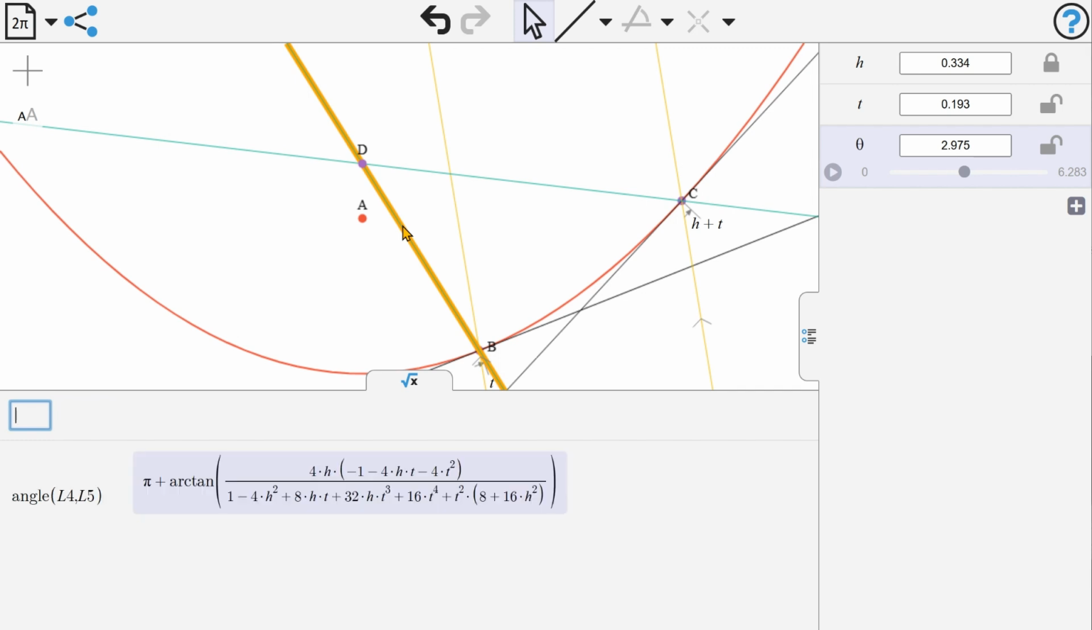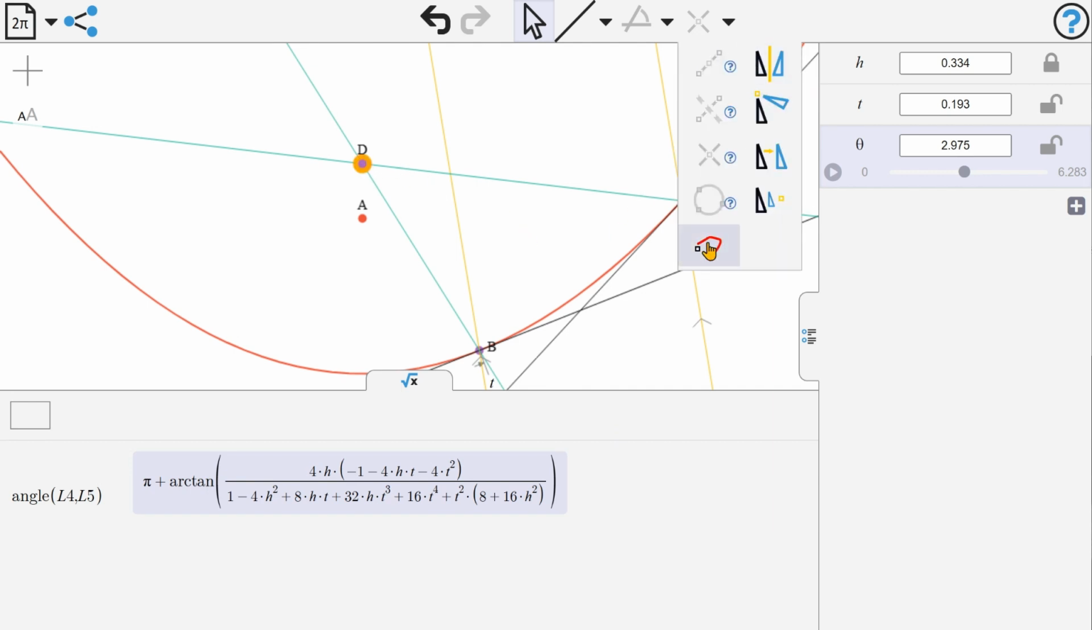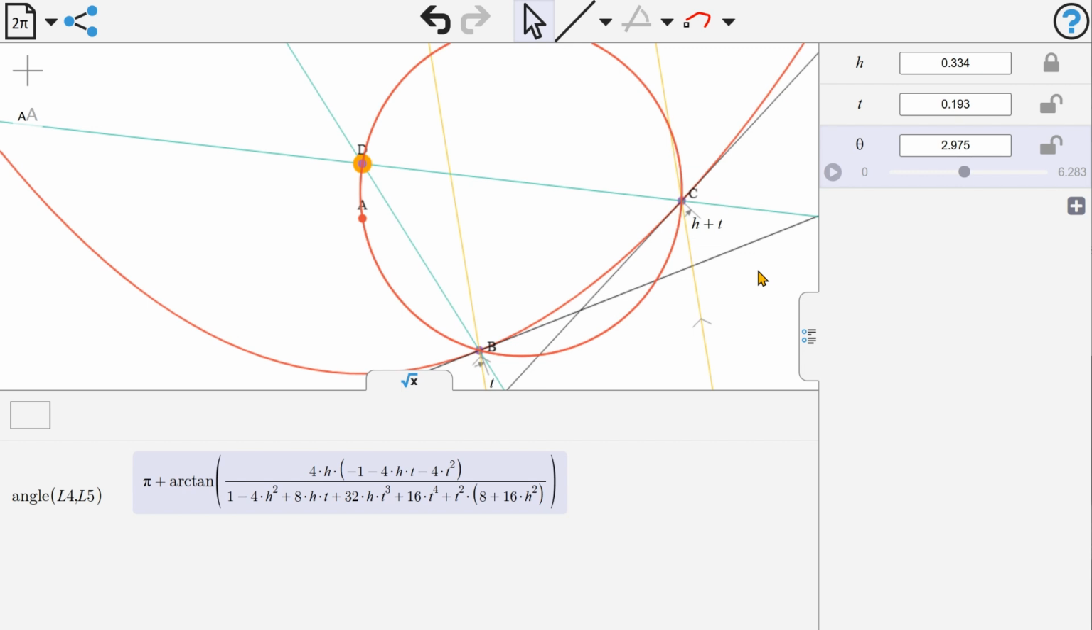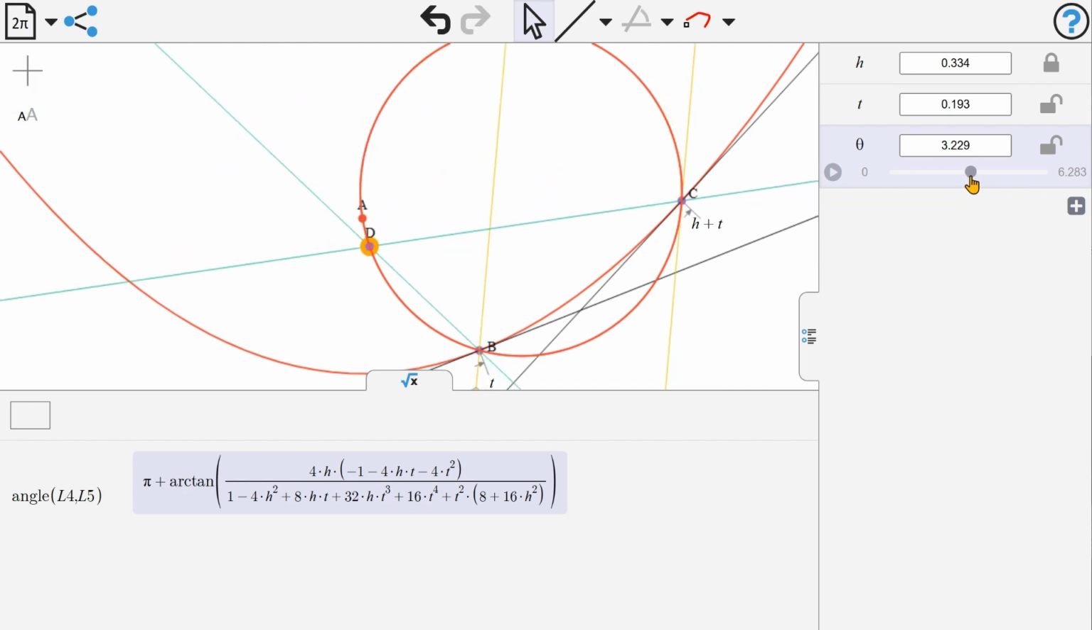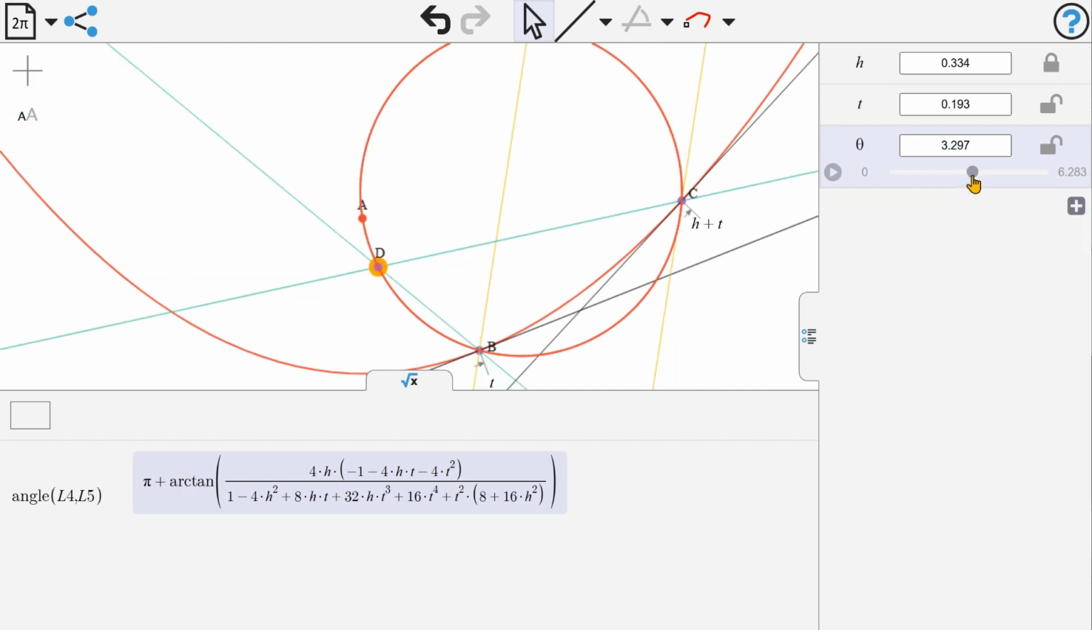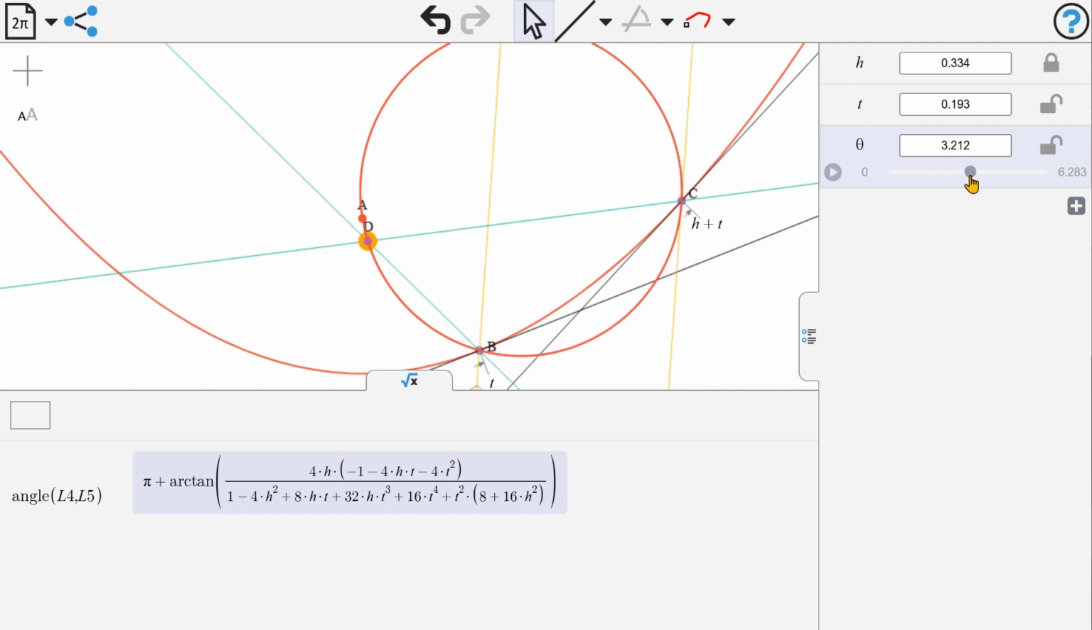Well, let's have a look at the angle between those two reflected lines. If we look at it carefully, we see that there is no theta there. The angle is constant for any theta. That tells us that the resulting locus will be a circle. And in fact, it's a circle through the points on the parabola, points B and C, and through the focus A.